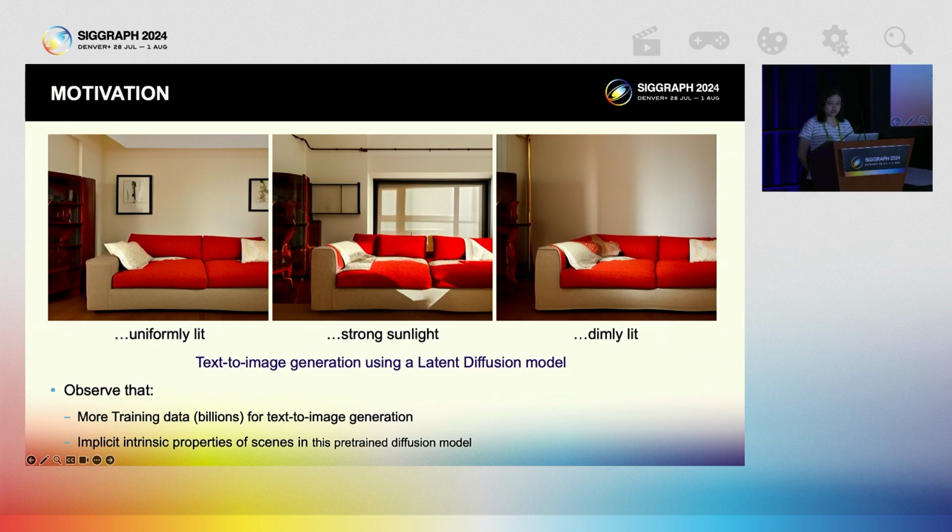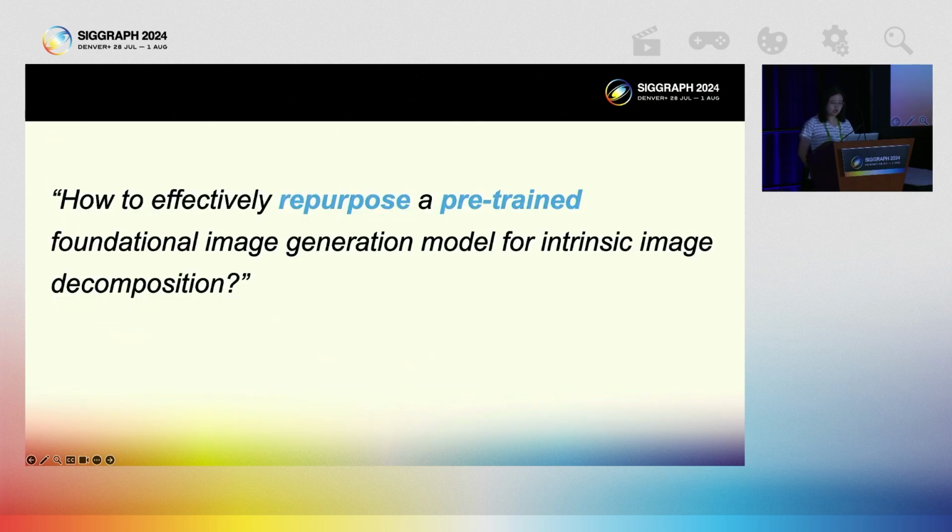Although training data for intrinsic images is limited, we observe that billions of training data are available for general image generation. Besides, a pre-trained text-to-image generation model has already learned some implicit intrinsic properties. As shown, when given text prompts describing different lighting conditions, this pre-trained latent diffusion model changes the surface appearance accordingly. Now we have the question, can we make use of its learned knowledge, and how can we repurpose this pre-trained diffusion model for our task? In our project, we propose to treat intrinsic image decomposition as a conditional generation problem.